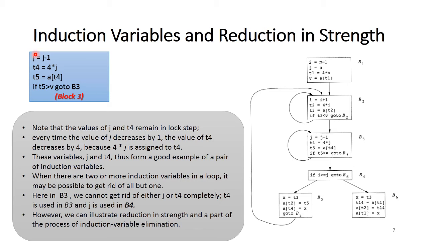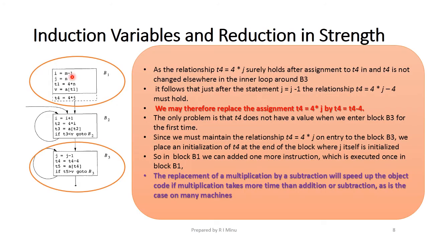Somehow we have to reduce the strength of this inner block. So how can we do it? We are talking about this particular block 3. The relation between T4 and J is literally T4 minus 4. This can be rewritten as J is equal to J minus 1 and T4 is equal to T4 minus 4. You remember that.